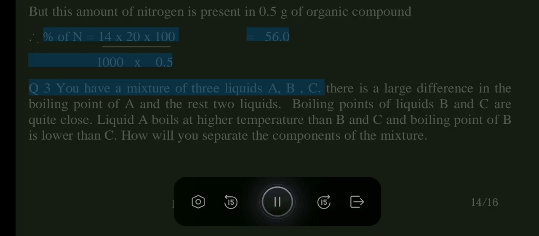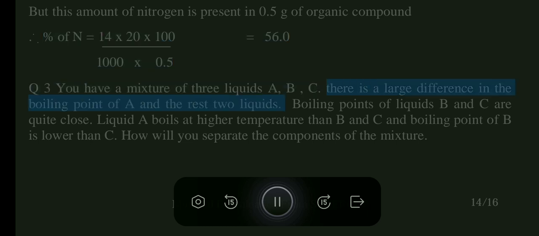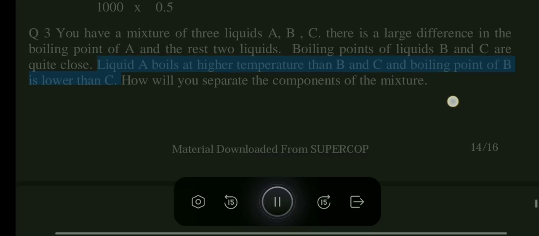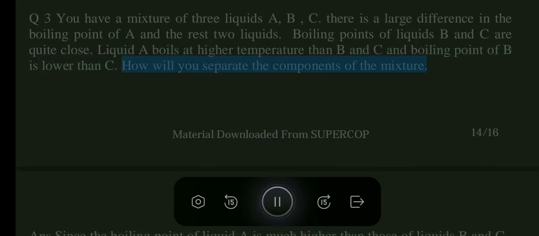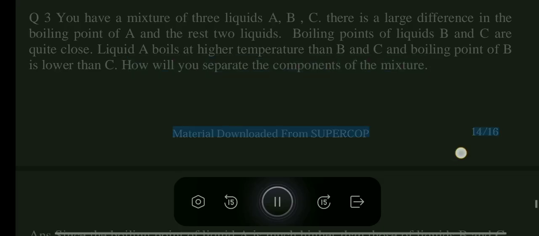Q3. You have a mixture of 3 liquids A, B, C. There is a large difference in the boiling point of A and the other two liquids. Boiling points of liquids B and C are quite close. Liquid A boils at higher temperature than B and C, and the boiling point of B is lower than C. How will you separate the components of the mixture?